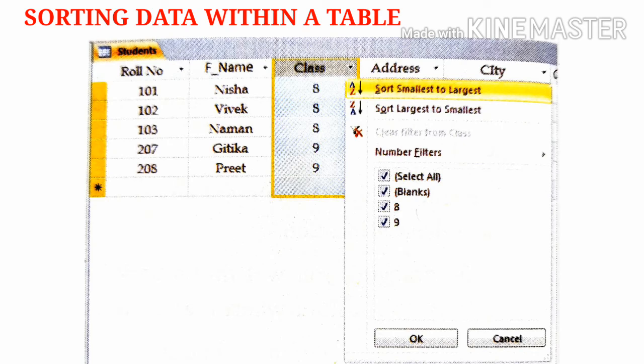Sorting data within a table. Select the field that you want to sort. Click on the drop down arrow to the right of the field. Select either the sort smallest to largest or sort largest to smallest option from the drop down list. Observe the change in the database.